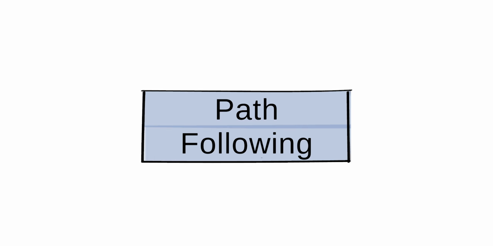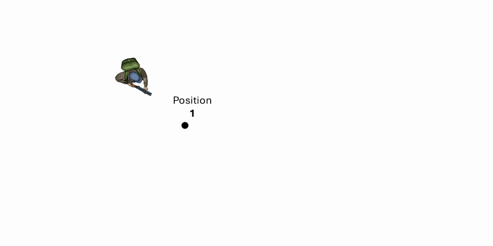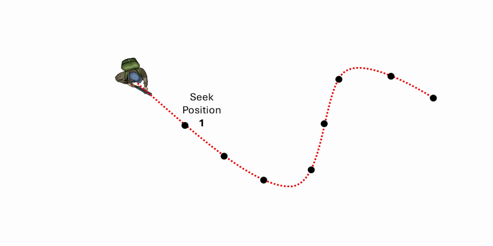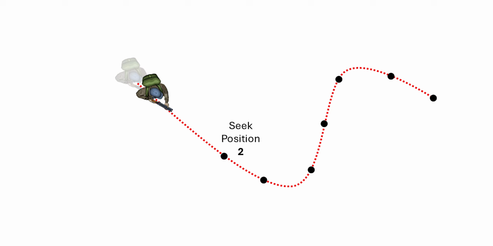Last one for this video is path following. A path is made up of a list of positions. Whether this be preset like a patrol route or calculated using a pathfinding algorithm, the result is the same. You have a list of positions to move to. To follow a path using steering behaviours, it's simply a matter of using your seek function to move you toward the next position in the list.